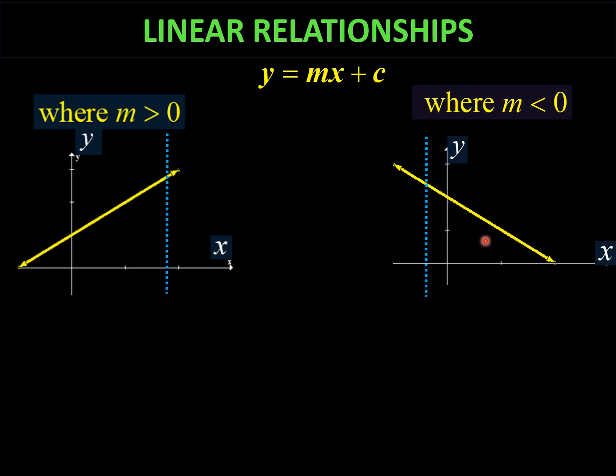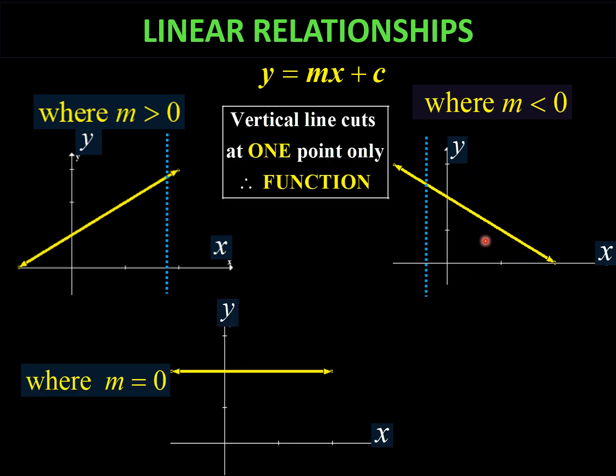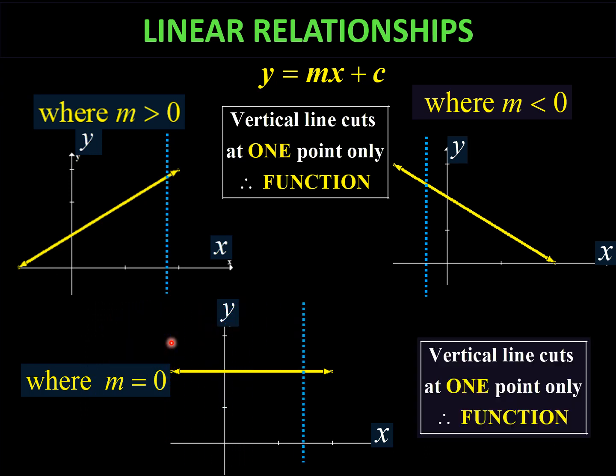Also cuts it once, so that's a 1-to-1. Let's take a line where the gradient is not positive nor negative, but it's 0. So we have the horizontal line. Remember the one we had earlier, f(x) equal to 2. So let's use the vertical line. The vertical line cuts it once. So that one there also cuts it once. So it's also a function.